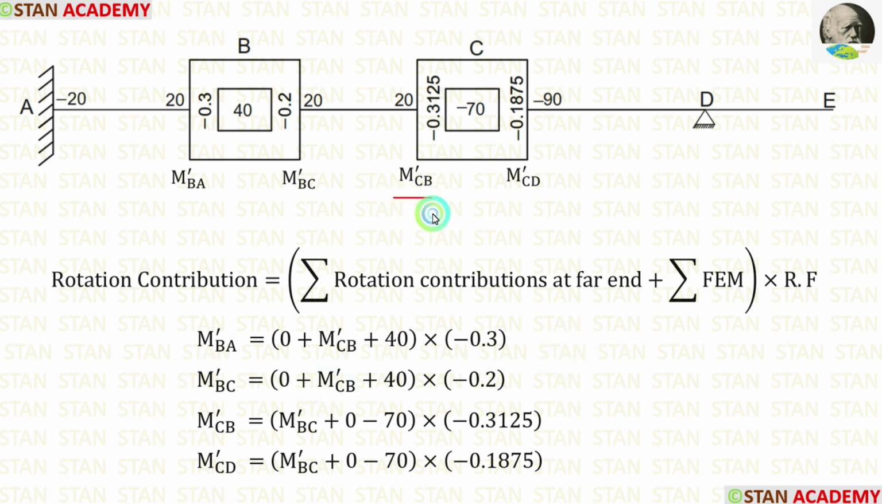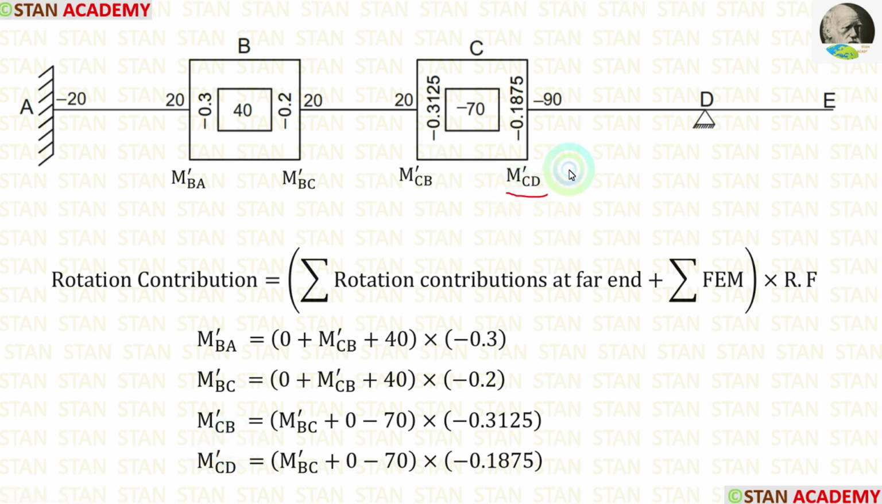Now let us see how to calculate M-CB. M-CB is located in the point C. For the point C, the far ends are B and D. From the point B, we have to select M-BC and the rotation contribution in the point D is 0 because we have already released it. So, for the summation of rotation contributions at the far end, we are having M-BC plus 0. The summation of fixed end moment is minus 70. The rotation factor for CB is minus 0.3125. In this way, we can calculate M-CB.